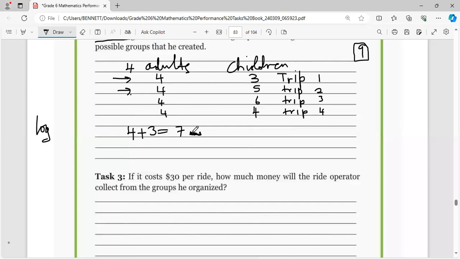Alright, so guys, we have a total of 7 persons. But how much does each person pay? Let's go back up here. See there? It said if it costs $30 per ride, how much will the ride operator collect from the groups he organized? We are going to work with per person. I think if it was just per ride, it would be much too easy. So in the chat, how much money does each person pay? $30. So if you have 7 persons, how much would 7 persons pay?